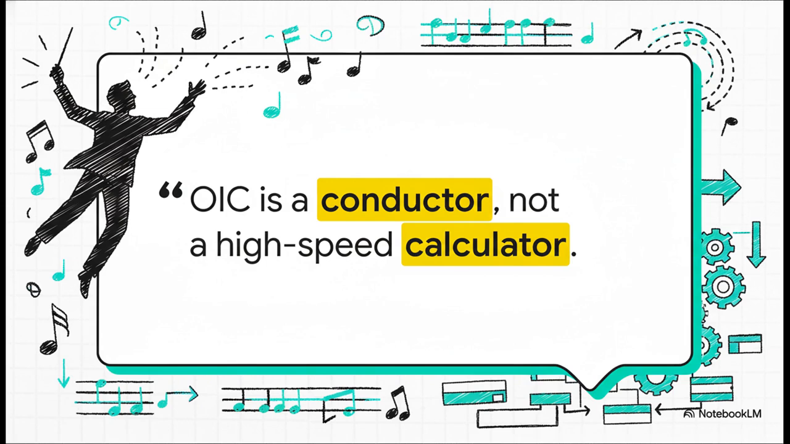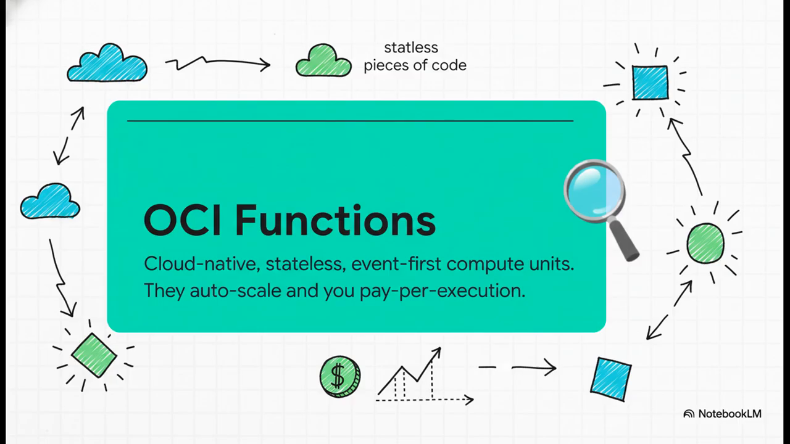I love this analogy because it just nails it. Think of OIC as the conductor of an orchestra. It's not trying to play every single instrument itself. No, its job is to make sure every part of the business process plays in perfect harmony and at exactly the right time. All right, let's look at tool number 2, OCI Functions.